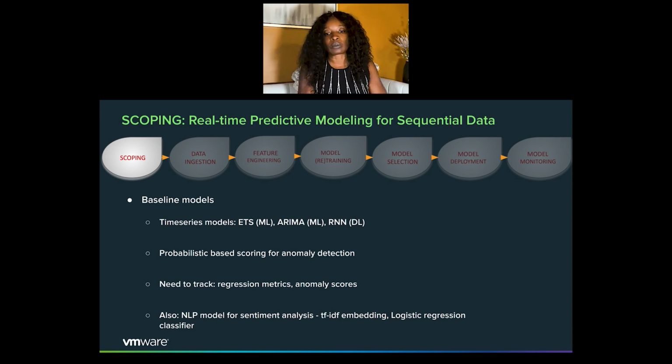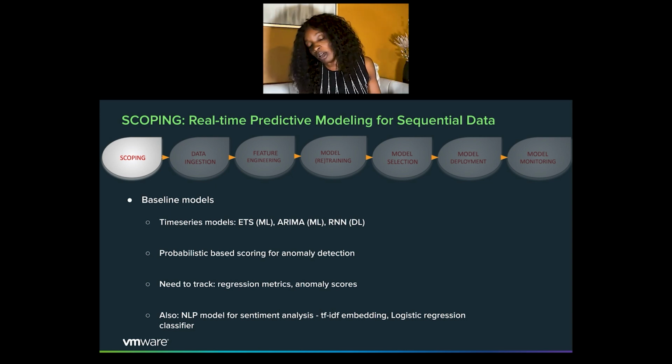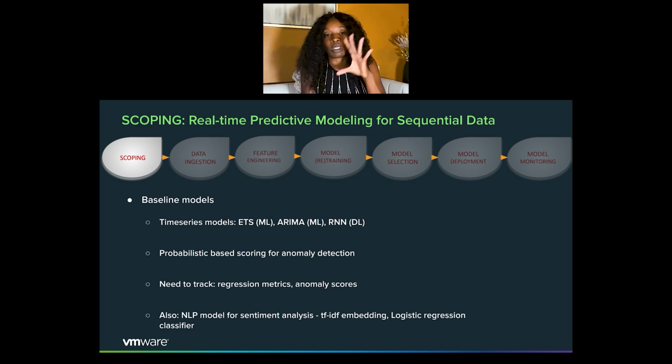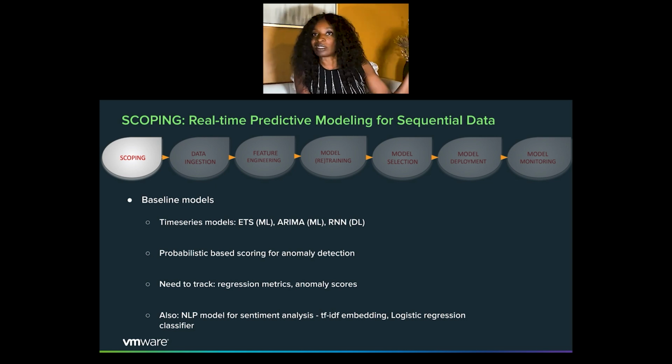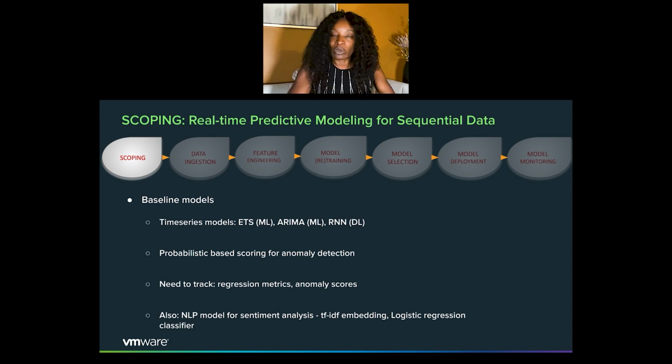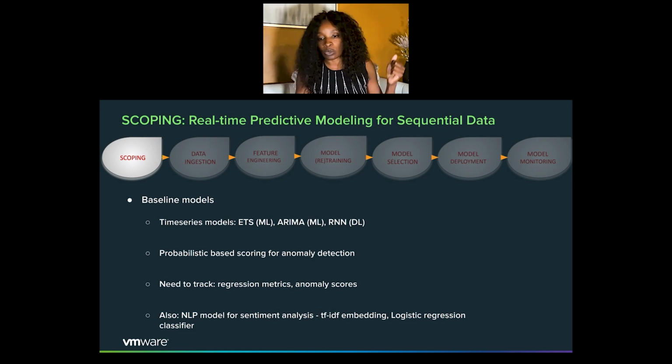And then also, you want to have an NLP model for sentiment analysis. And in particular, specifically, you would want something that can do an embedding. An embedding is just something that takes the raw sentences and posts and words and vectorizes that and transforms that into a numeric version that a machine learning model can understand. So that's what an embedding is. And TF-IDF is just an example of an embedding that you might use.